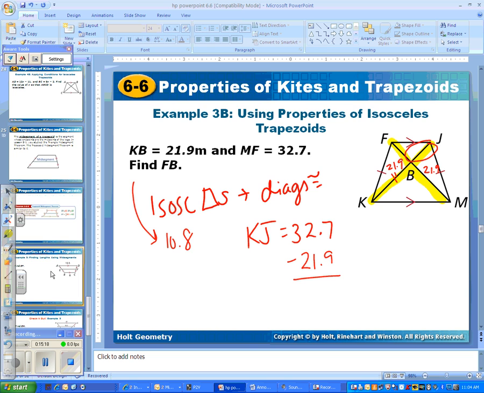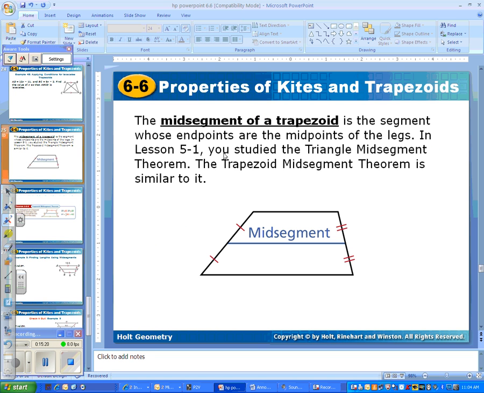And the very last thing we're doing in this section deals with the mid-segment of a trapezoid. Now, way back when in Chapter 5, we talked about the mid-segment of a triangle. A mid-segment connects two midpoints. So I have the midpoint of this side of a triangle, and I'm going to connect it with the midpoint of this side of the triangle. And we learned in Chapter 5 that if the base, the opposite side, is 10, then the mid-segment is going to be half of it, 5.